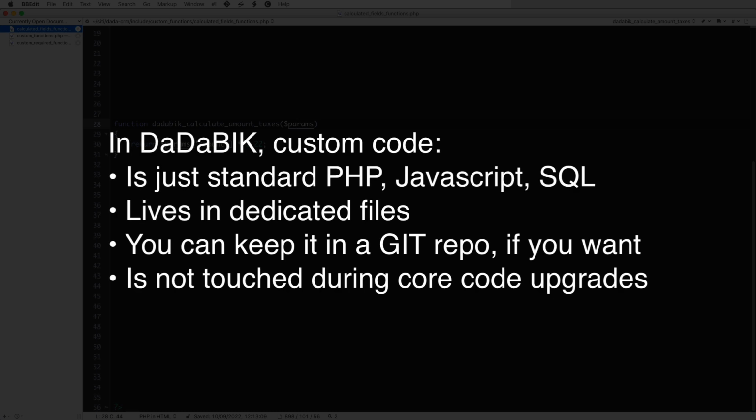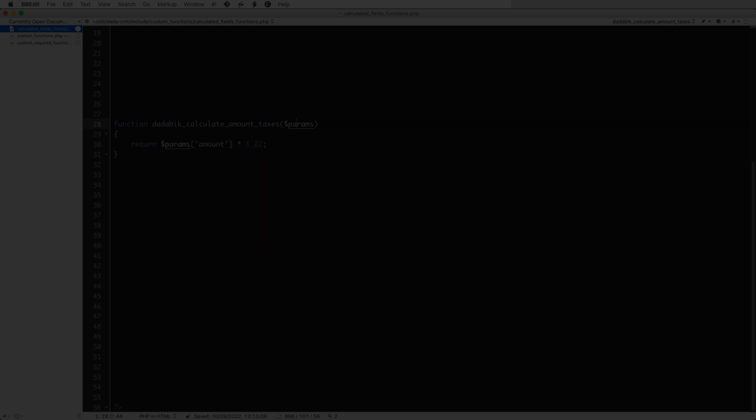In DaDaBIK, all the custom code you write lives in custom function files that are completely separated from the DaDaBIK core code. Those files will not be touched when you upgrade DaDaBIK. So when a new version of DaDaBIK is out, you upgrade it. The upgrade procedure automatically replaces all the core code files with the new ones, but of course your application will still be there. So what you set in the form configurator, your permissions, and so on and so forth, but also the code you wrote will remain untouched. You can even keep your code in a Git repository if you want.